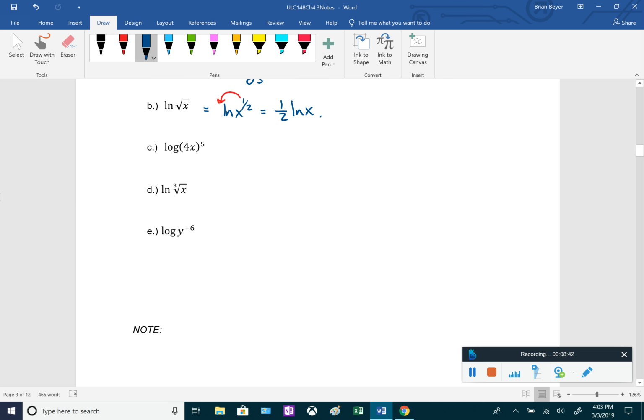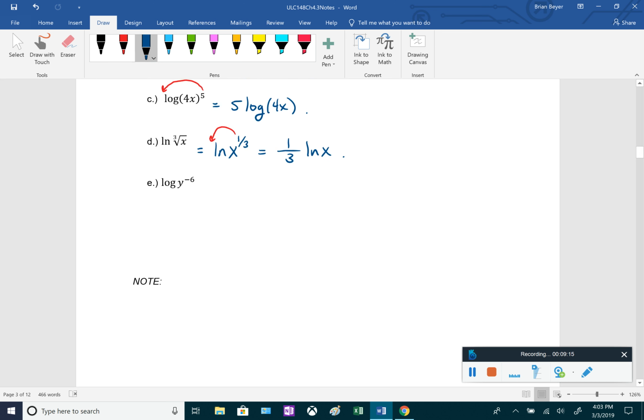Okay, next one, log of 4x to the 5th. We have that 5, we bring it down front. It becomes 5 times log of 4x. So this rule hopefully seems pretty simple so far. Next one, ln of the cube root of x. So we have to remember that the cube root is an exponent of 1/3. So we bring that down out front and we get 1/3 times the ln of x.